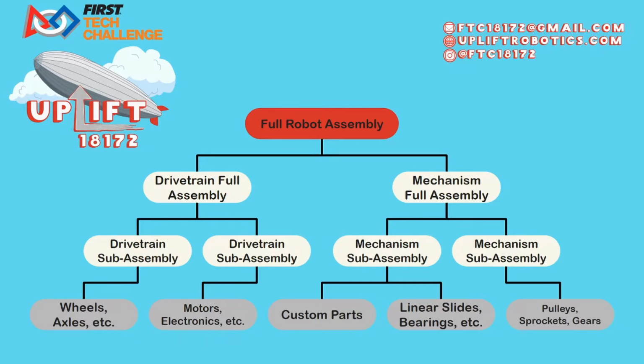Within the design process in CAD, there are three main methodologies in how to approach building a robot. In FTC, your robots may have an assembly that contains the full robot, and then several sub-assemblies for the drivetrain, intake, and any mechanisms, and then several sub-assemblies before reaching the individual components such as wheels, axles, and custom parts.